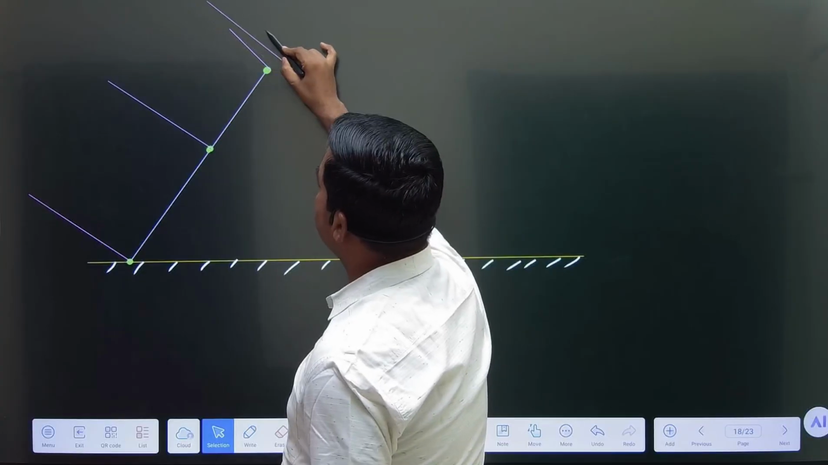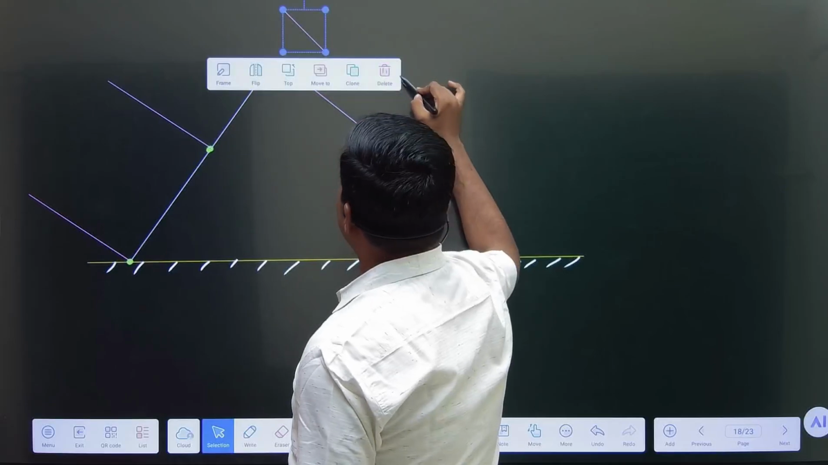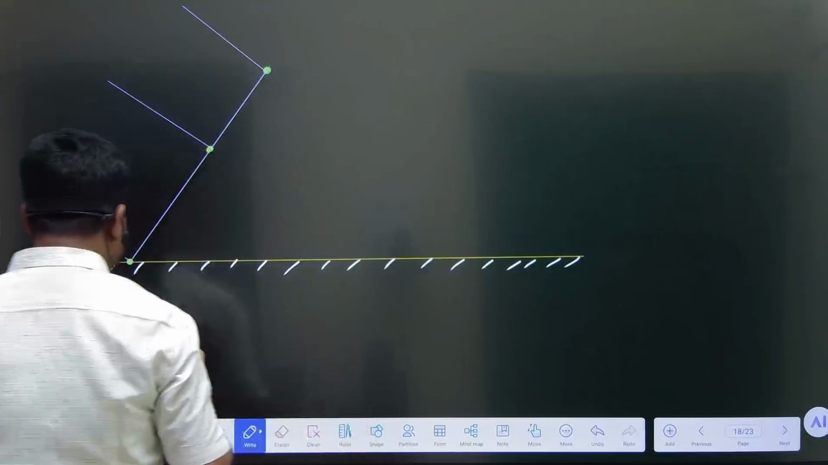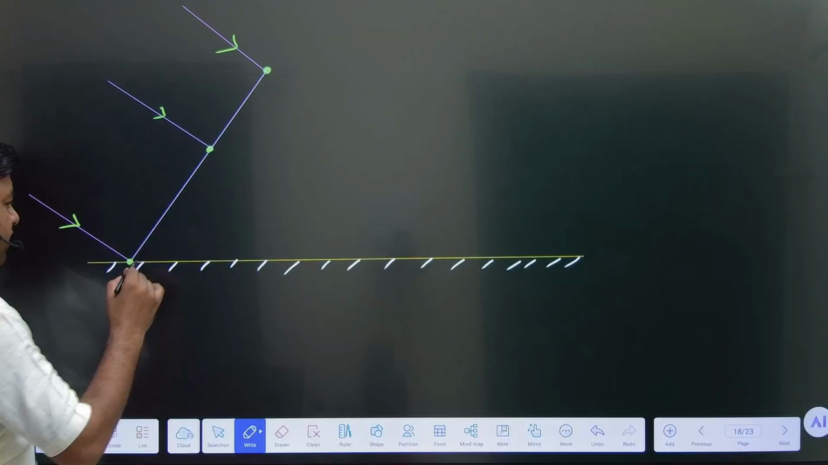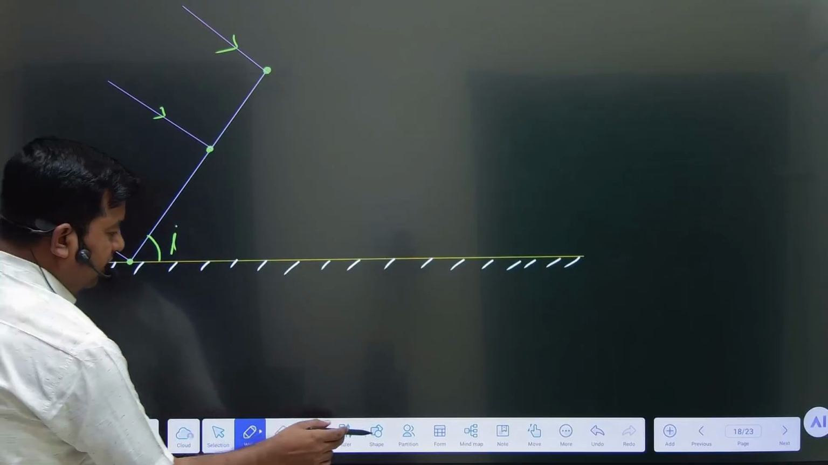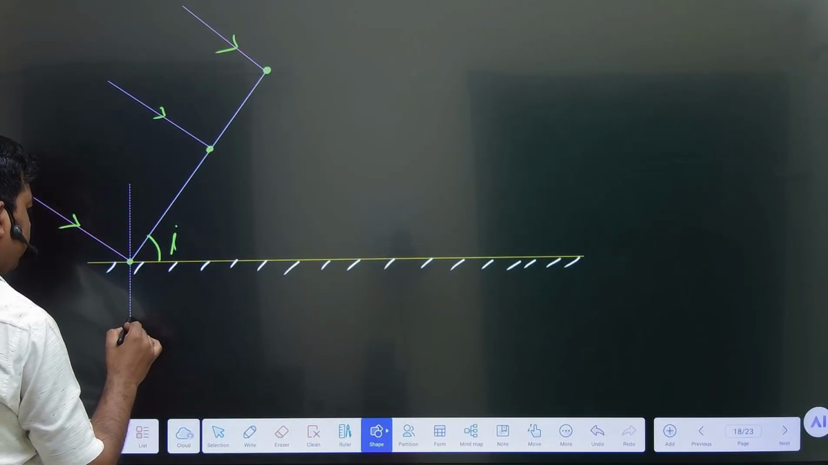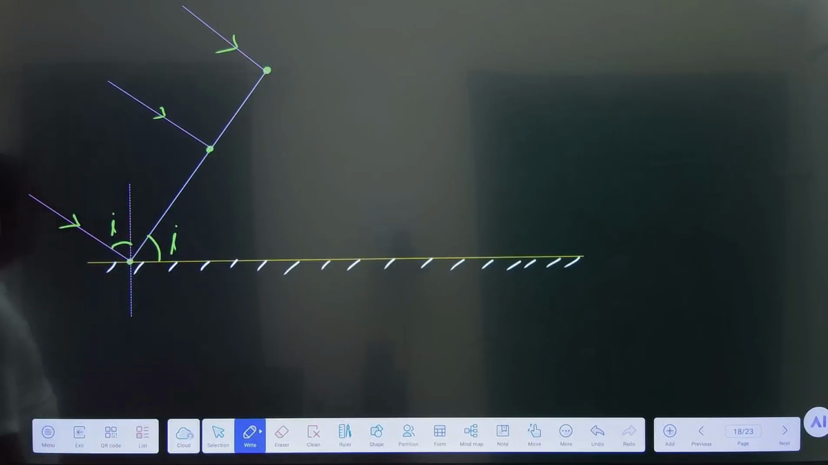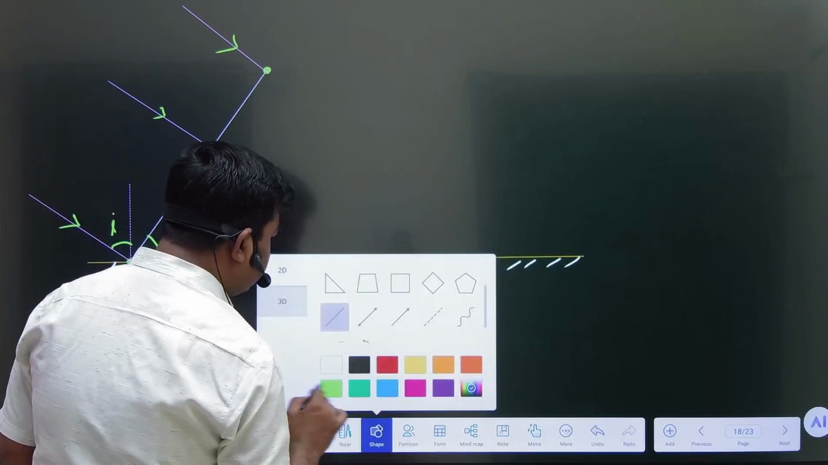Next concept is what? This is the wavefront, and these are the light rays perpendicular to the surface of the wavefront. Clear to you? And this is the angle of incidence I. This wavefront is incident at an angle of incidence I. And according to Huygens principle, each point on the wavefront will behave as a new light source and produce a secondary wave, and the light ray is always perpendicular to the surface of the wavefront.